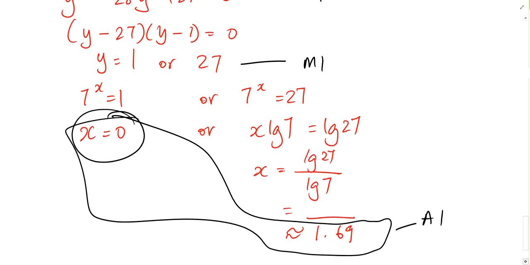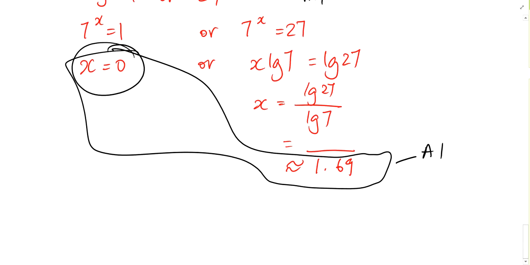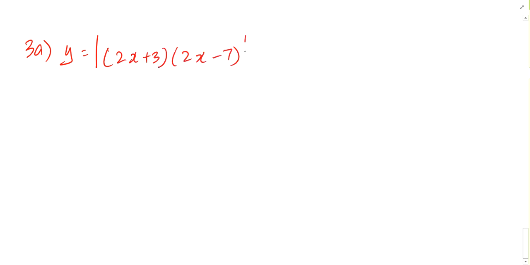Okay, next, 3a. Or maybe it was this question that somebody didn't run off properly. Okay, 3a. Sketch the graph of y equals modulus of (2x plus 3)(2x minus 7). This question was horribly done. Less than 5 people got full marks. I mean, fewer than 5.